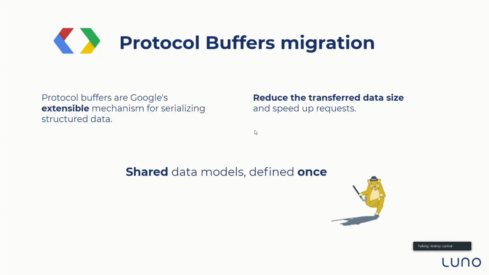Protobuf is Google's extensible mechanism for serializing structured data. It allows us to define the structure of a model and generate this model for backend, web, Android, iOS. It also reduces transfer data size and speeds up requests. Protobuf is impossible without backend changes, so it relates not only to the Android team but to all other platforms too. I think that the result is pretty interesting, so I want to share it with you.